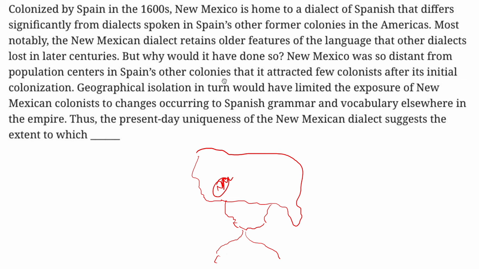I think commas before and after that would be nice, but anyway, geographical isolation, in turn, would have limited the exposure of New Mexican colonists to changes occurring, this could have been written more clearly, would have limited New Mexican colonists' exposure to changes occurring in Spanish grammar and vocabulary elsewhere. And that's just a complicated sentence. But the important thing is that geographic isolation would have limited exposure to changes in the language.